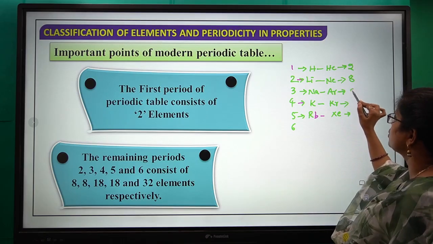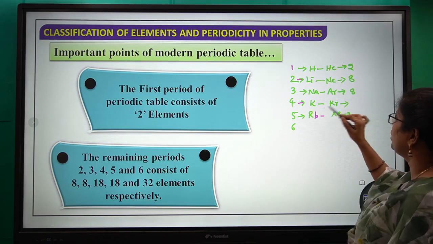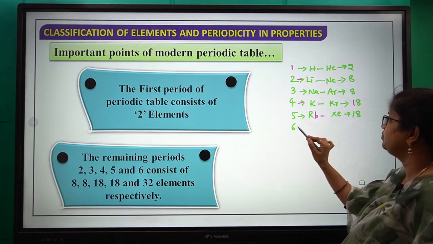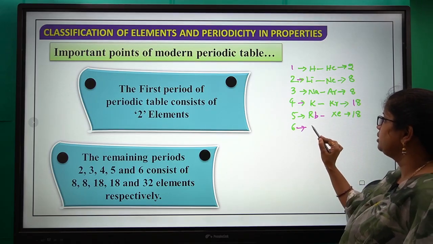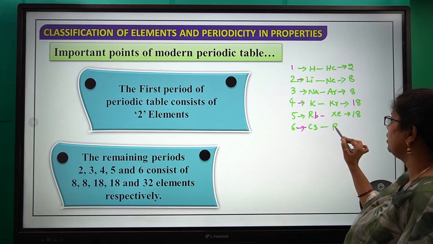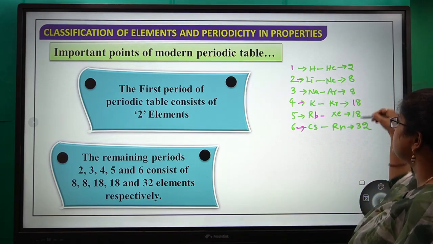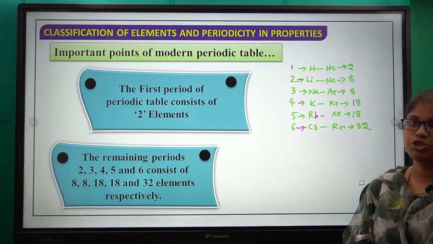Sodium to argon, it has only 8 elements. Potassium to krypton, 18. Rubidium to xenon, 18. Next, sixth period, cesium to radon. How many elements? 32. Okay, so this is the number of elements in each period.